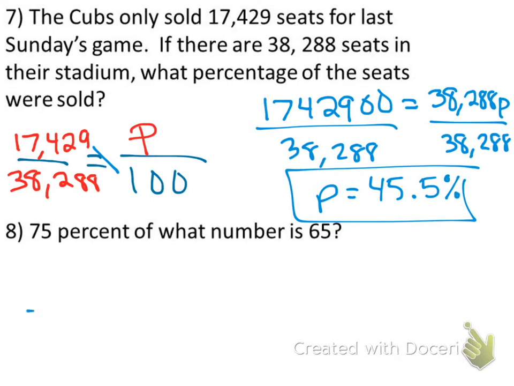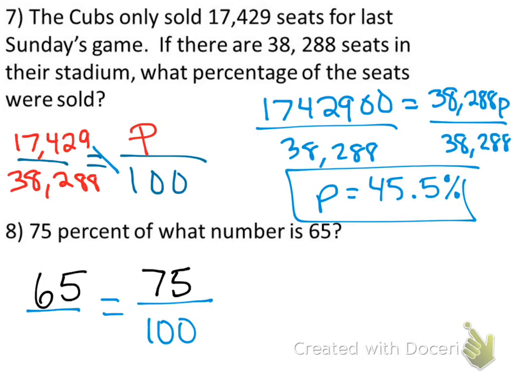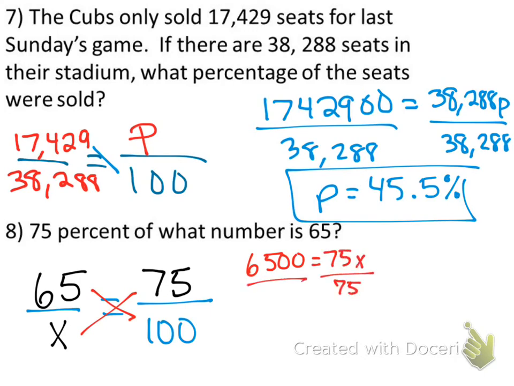75% of what number is 65? So where does the 75 go? Over the 100 because it's our percent. 65 on the top because it's next to the word is. And then I'm looking for the of. Cross multiply here. We get 6,500 equals 75x. I got 86.7. Round to the nearest 10. 86.7? Yeah, round to the nearest 10.